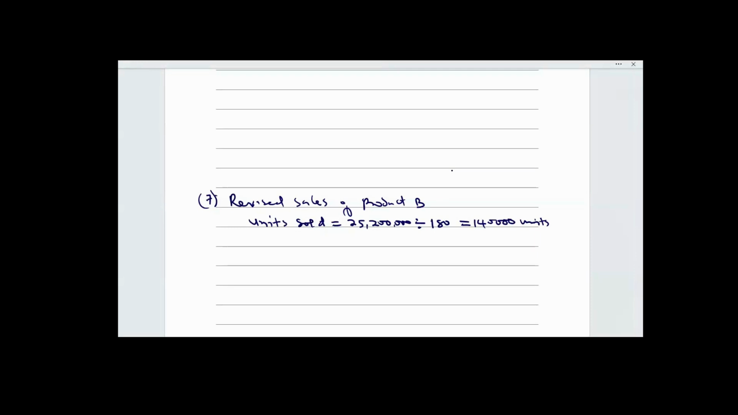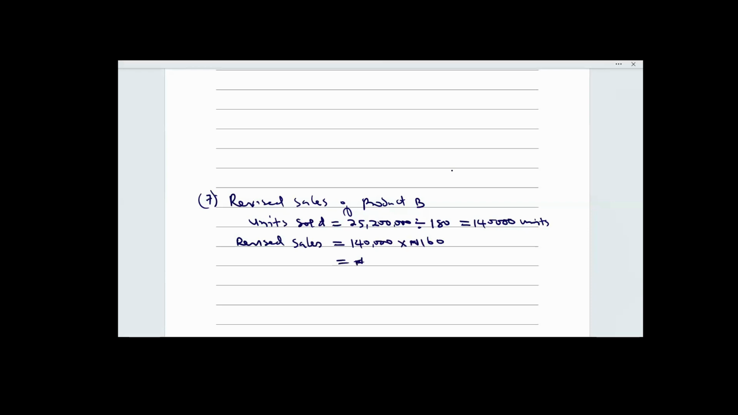Therefore, for me to now get the revised sales value, I would say revised sales of product B would be the original units of 140,000 multiplied by the new selling price of 160 naira. So which is equal to what?